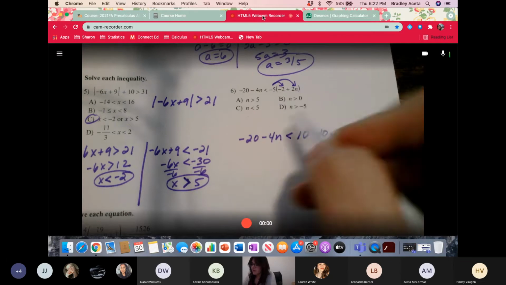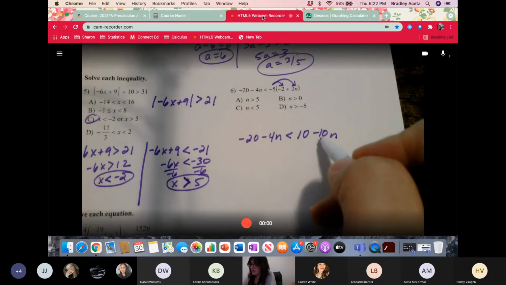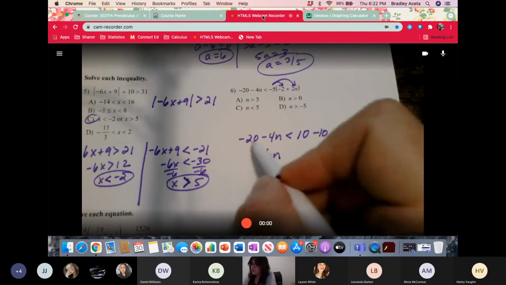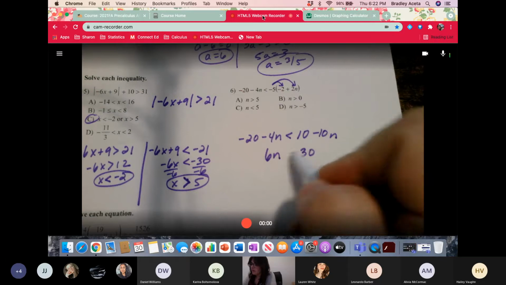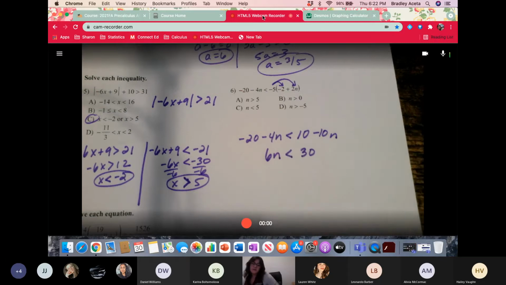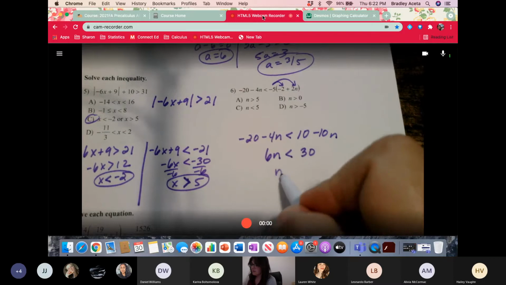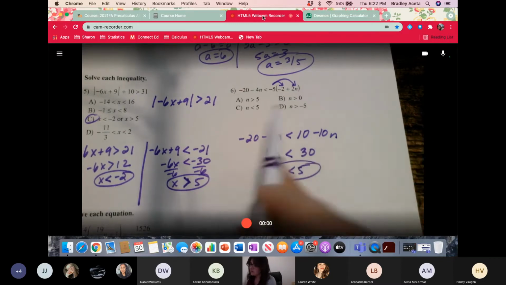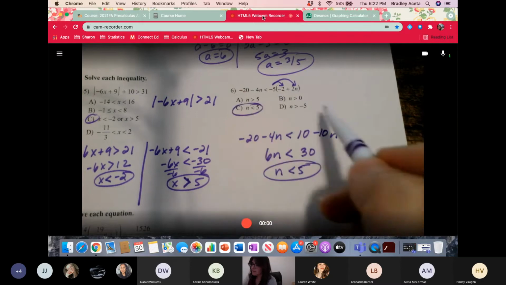Get all your n's on one side and numbers to the other side. So if I add 10n over, I would have 6n. If I add 20 over, I would have 30. The less than stays. Adding and subtracting don't change the inequality. And then divide by 6, n is less than 5. I don't have to flip it. So the one that says n is less than 5 is C.